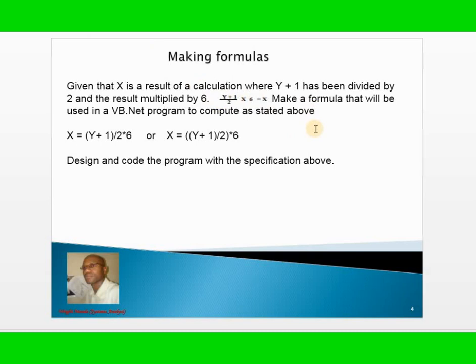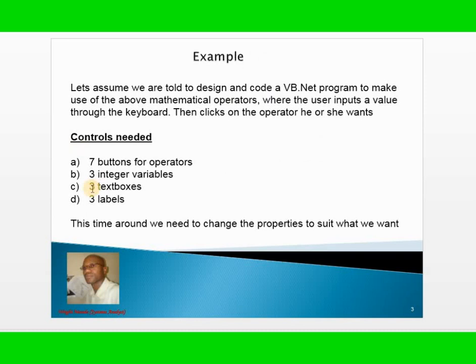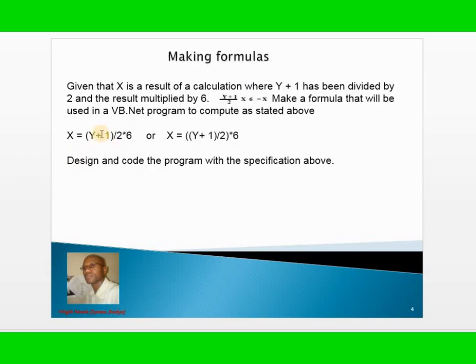Right, so there are two ways, right? It's either this, all right, x is equal to y plus 1 in brackets divided by 2 multiplied by 6, okay, or simply x is equal to open bracket y plus 1 close bracket divided by 2 close bracket times 6.